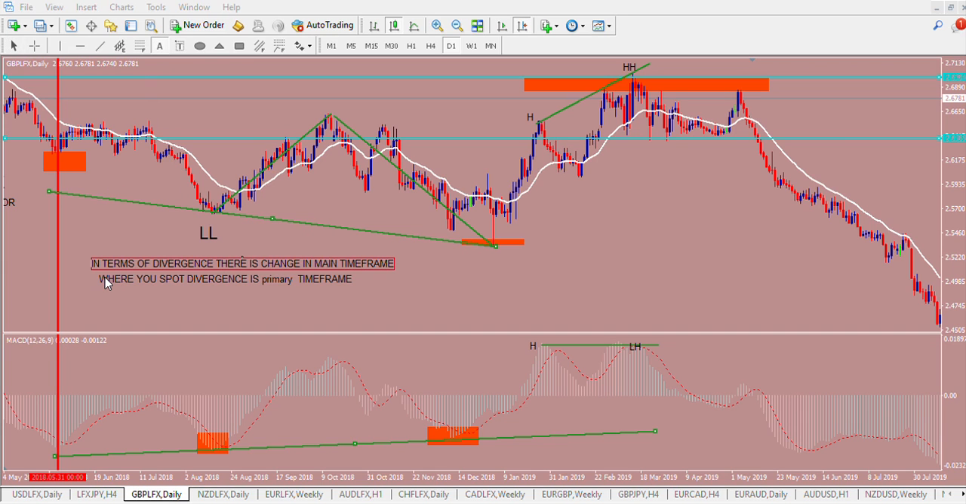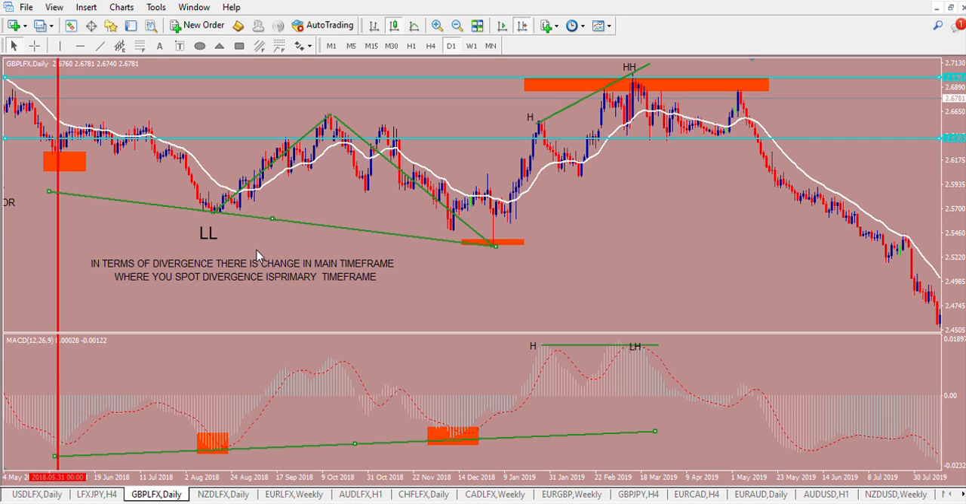Now, when you have spotted your divergence, listen and listen good, please. This is very, very important and critical. You have to understand this. Where you spot your divergence is the primary time frame. Remember, we are doing how to confirm a divergence with time frames. That's what we are doing.